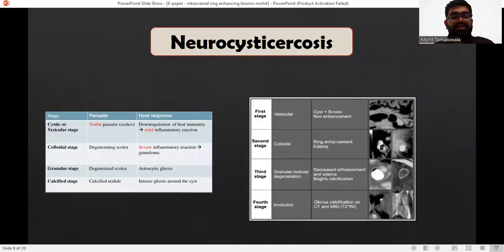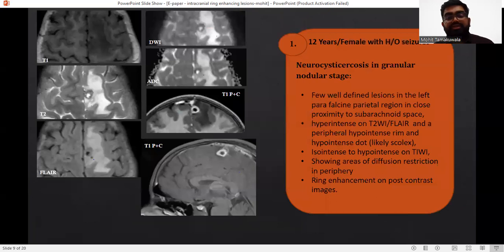Neurocysticercosis. This disease occurs in four stages: cystic or vesicular stage, colloidal stage, granular stage, calcified stage. A 12-year-old female with history of seizure. Here, neurocysticercosis in granular nodular stage was noted.